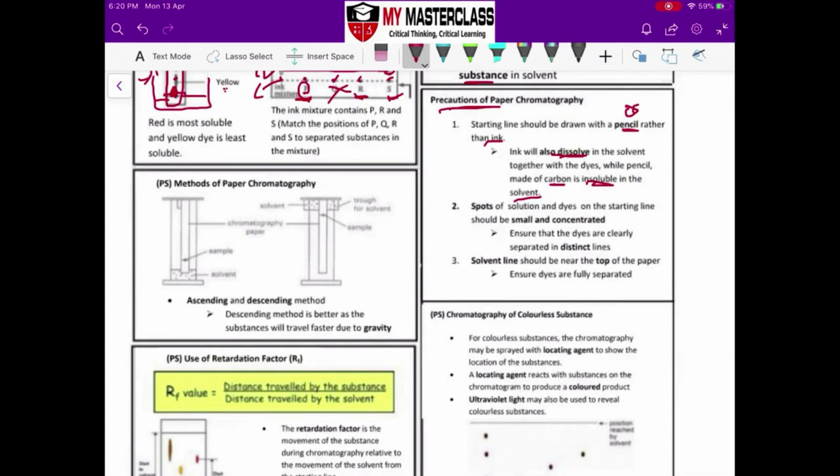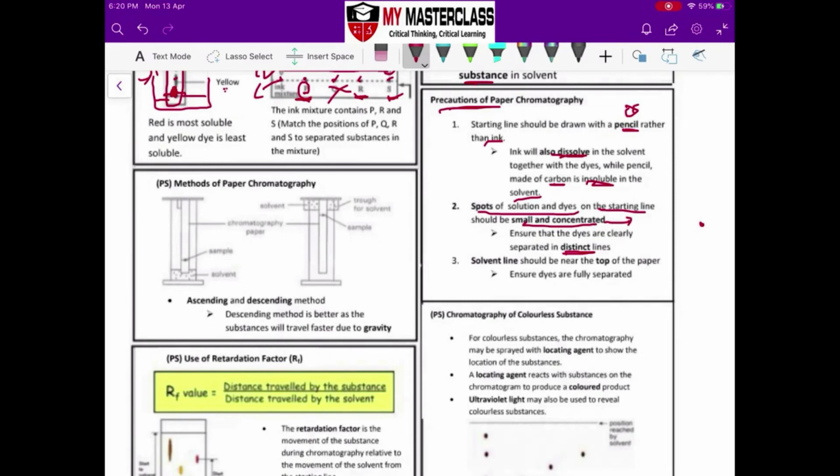Spots of the solution and dyes on the starting line should be small and concentrated, meaning to say the original dot that you put should be as small and as concentrated as possible so that they will separate into distinct lines. There will not be smudging. And small and concentrated also minimizes wastage.